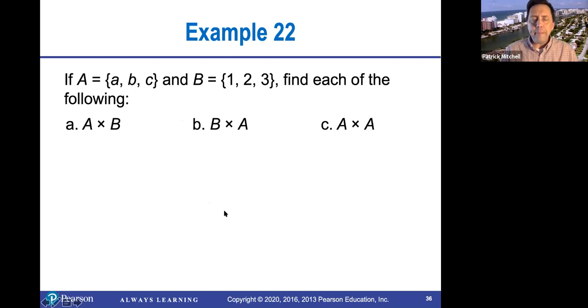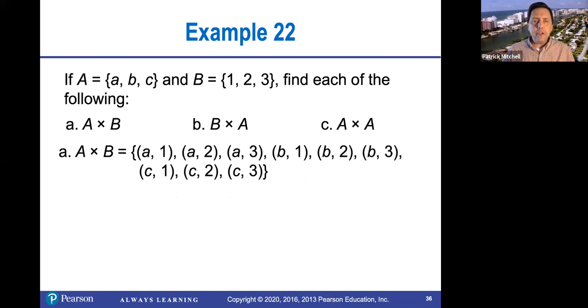All right, so an example of Cartesian products. If A is the set {a, b, c} and B is the set {1, 2, 3}, find each of these Cartesian products. So this is really easy. You just make ordered pairs where the first component comes from A and the second component comes from B. You can also figure out ahead of time how many ordered pairs should be in the answer by multiplying the cardinality of A times the cardinality of B. So since each of these sets has 3 elements, each of these Cartesian products should have 9 pairs.